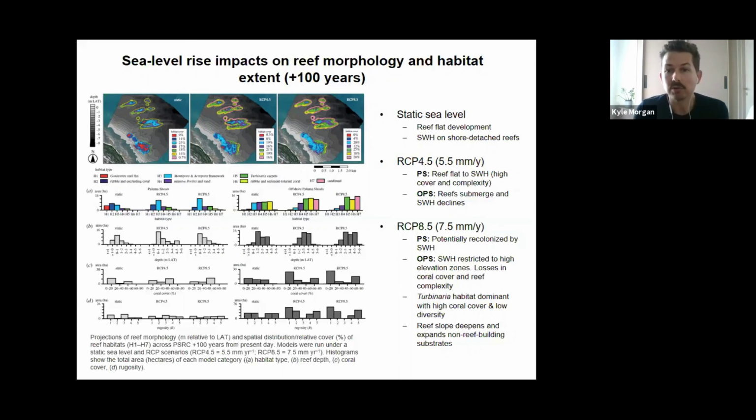Turbinaria, which is the green habitat, is going to become the dominant habitat type. And although we have high coral cover in these situations, they are very monospecific, and we actually reduce the coral diversity on these reefs quite significantly. What's happening on the reef slopes is, because these areas are going to be increasingly dropped out of the photic zone, the reef slopes suggest that we're going to see an expansion of non-reef building substrates, so sands and muds around these sort of deeper reef areas.